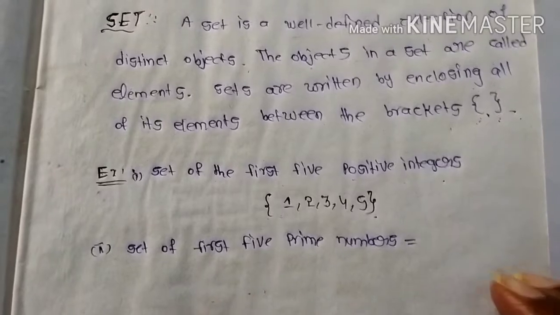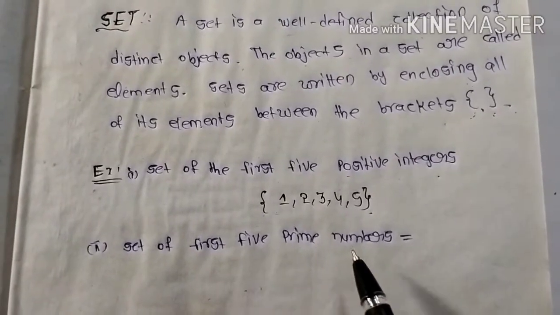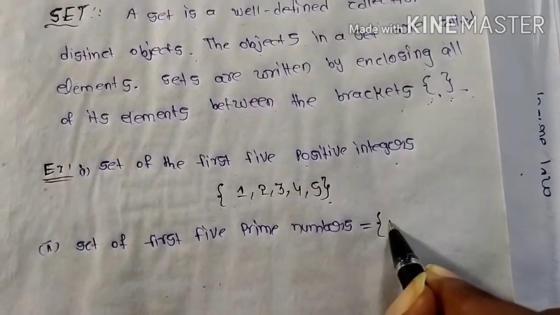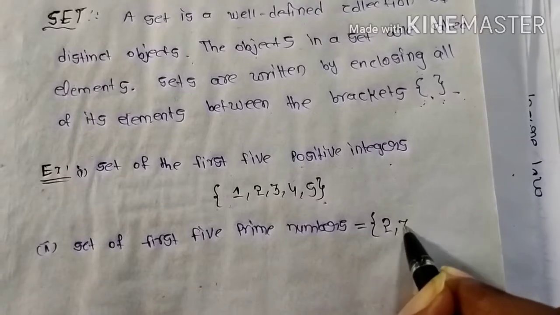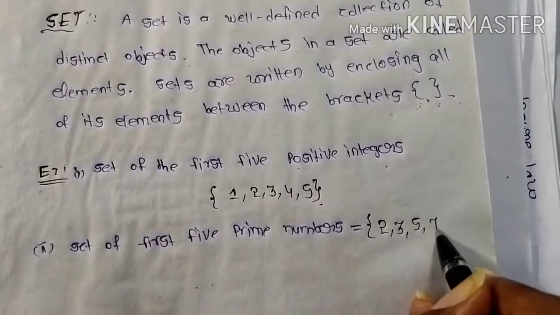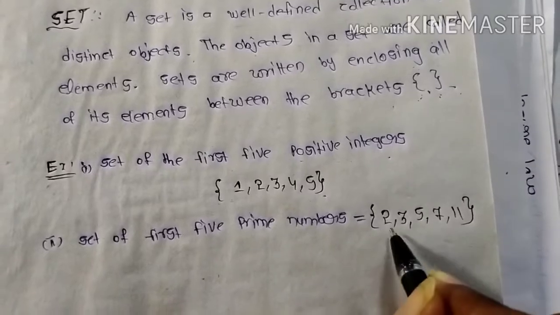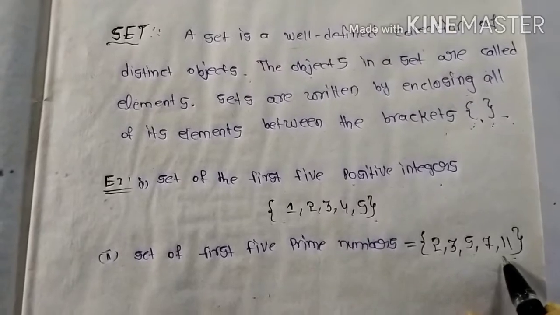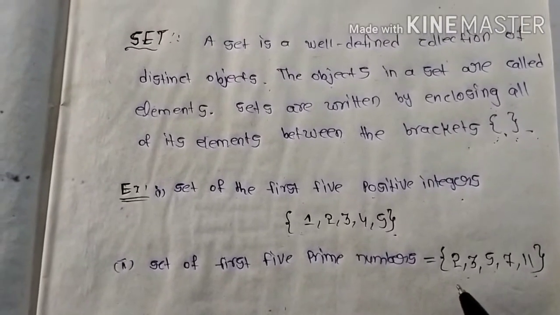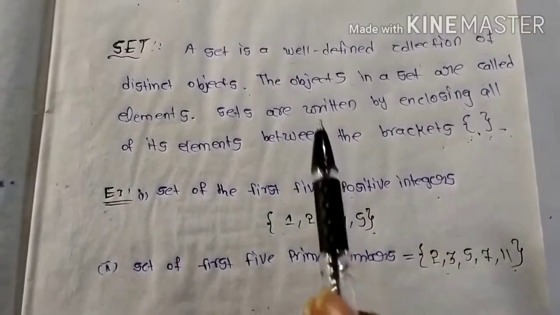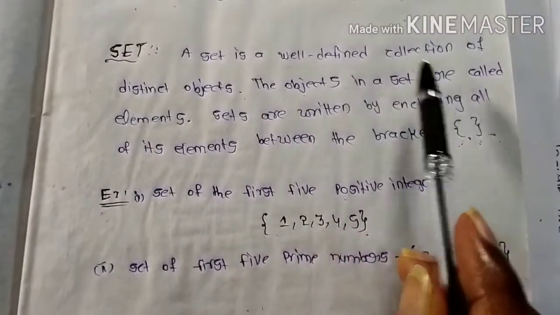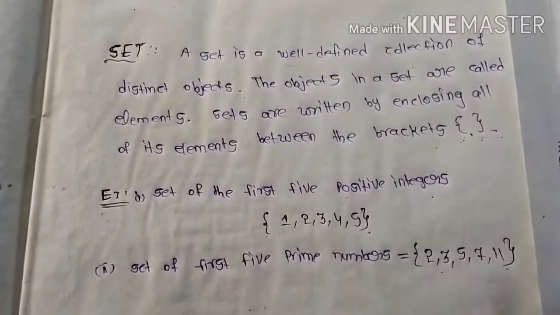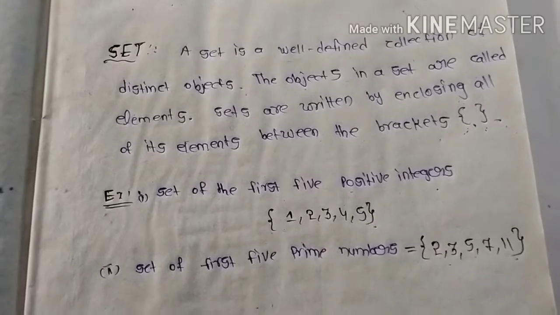For example, one more question: the set of the first 5 prime numbers. First, what are the prime numbers? Open the braces. What is the first prime number? 2, 3, 5, 7, 11 only. Yes or no? These are the first prime numbers. You have to remember the set definition: a set is a well-defined collection of distinct objects.